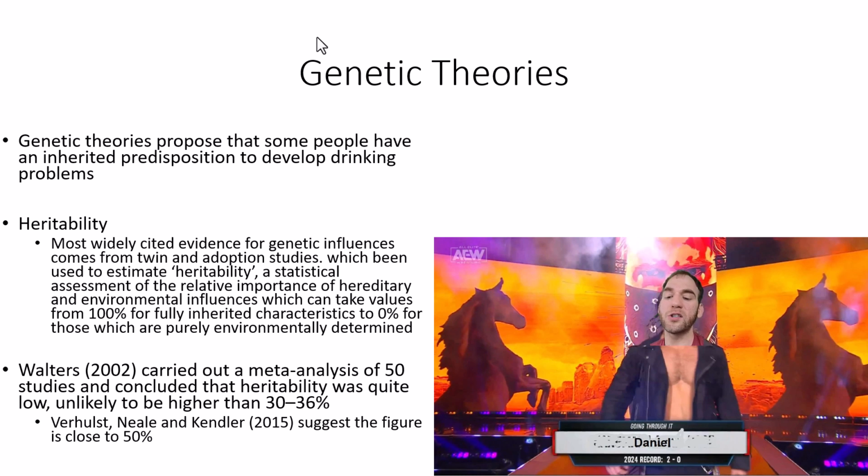A 2002 study from Walters carried out a meta-analysis of 50 studies and concluded that heritability was quite low for heavy alcohol use or people with drinking problems, about 30 to 35 or 36%, so whatever, 33%. A newer 2015 study, these authors argued that the number is closer to 50%.